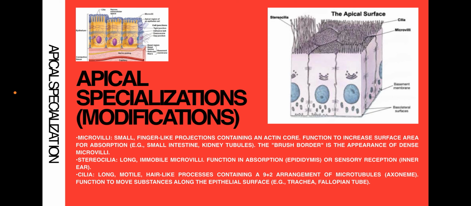So in microvilli, there are small finger-like projections containing an actin core. And this is a very important question in the MCQs. They ask you, what is the core of the microvilli? It's an actin core. Okay, this is important. It seems unimportant, but it is important. Anyway, their function is to increase the surface area, as you see in the right drawing. So there is a huge area for absorption in this case, and it's found in the small intestine and in the kidney tubules.